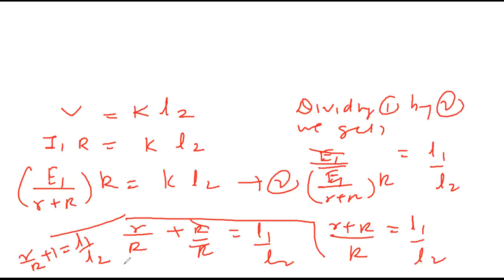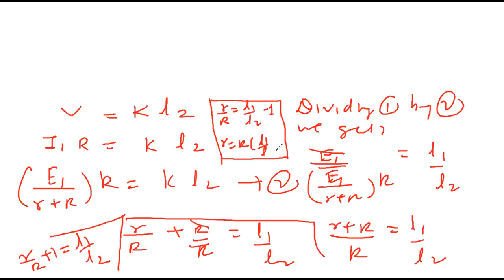Till this followed now? Now just two lines more to get the formula. So r by R will become L1 upon L2 minus 1. Therefore, small r is capital R times L1 upon L2 minus 1. Copy this now.